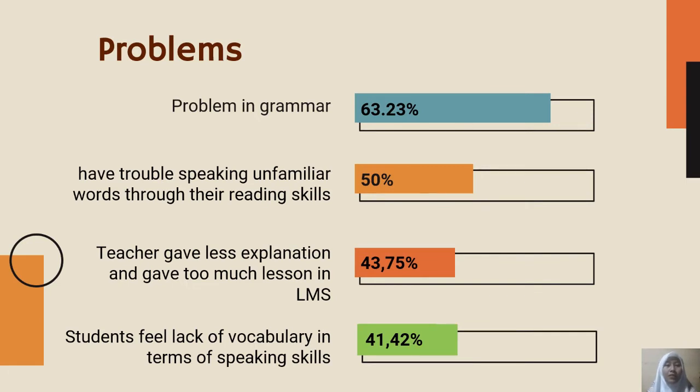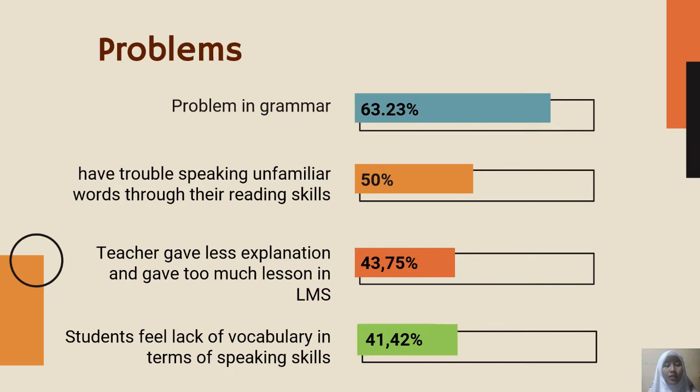So, based on the responses of the students, we found some problems in English learning. The most common problem faced by students is grammar. The problem in grammar reached 63.23%, and then they have trouble speaking, with unfamiliar words through their reading skill.